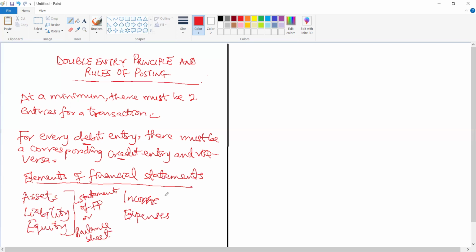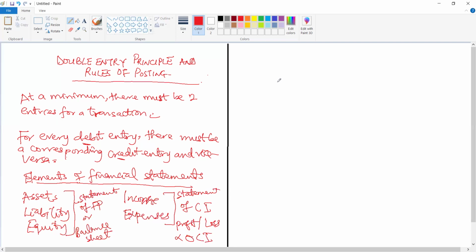While these other two will be reported in our statement of comprehensive income, or we call it profit or loss and other comprehensive income.